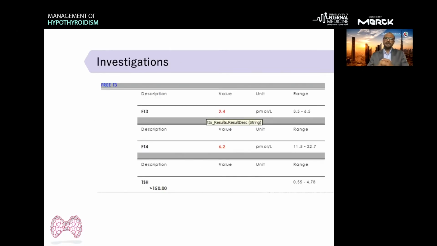And these were basically her thyroid function tests. Her T3 was 2.4, her T4 was 6.2, and these were significantly lower than the normal range. The normal range, as you know, for T4 is 11.5, and her T4 is only 6.2. And T3, the lower range is 3.5, and her T3 is 2.2, while her TSH is 150.